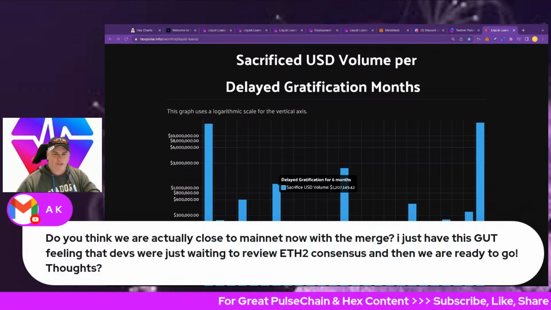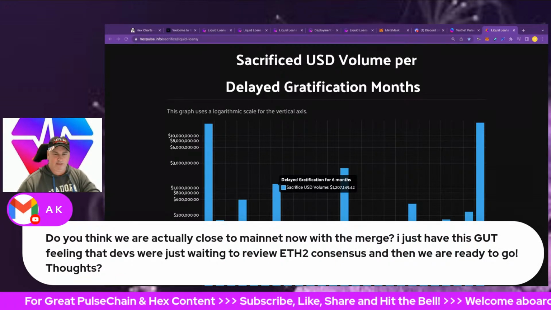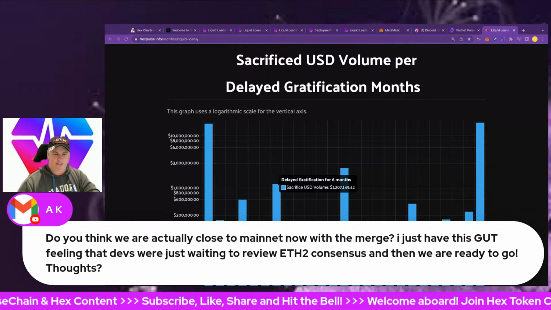Cool. Do you think we are actually close to mainnet now with the merge? I have this gut feeling that devs were just waiting to review ETH consensus and then we are ready to go.